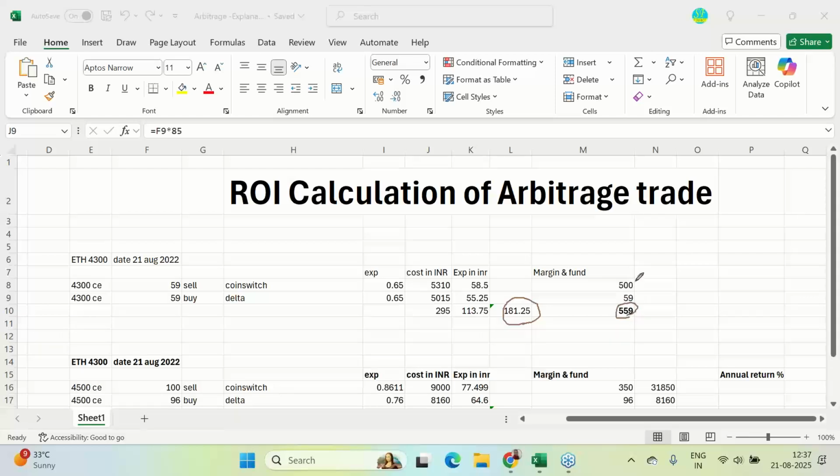Currently CoinSwitch doesn't have portfolio margin. They are taking isolated margin. Funding cost is more. In future, once they reduce it, then we will get a very good gain.